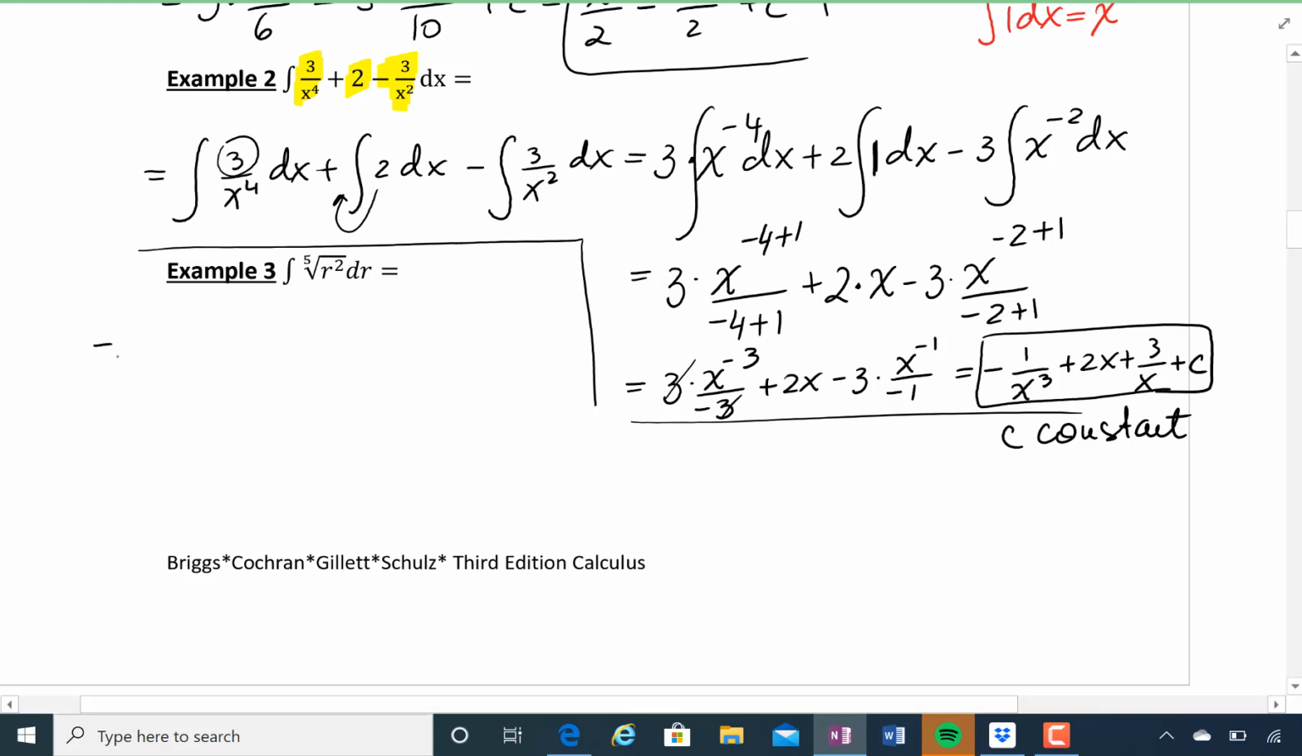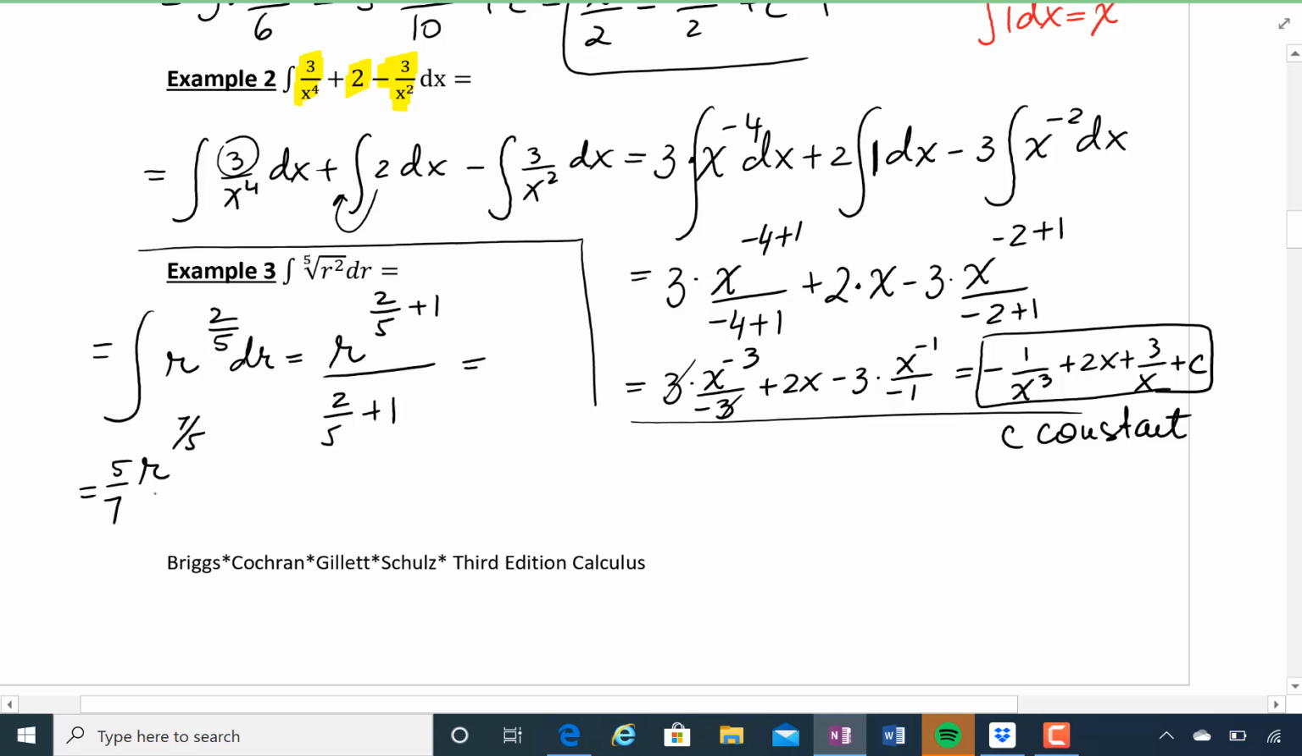Example 3. Again, I'm going to write the fifth root of r to the second dr as a rational exponent. So r to the 2 over 5 dr. So copy the base and 2 over 5 plus 1, over 2 over 5 plus 1. If we add, we get 7 over 5, and then times 5 over 7, because that's the denominator, 7 over 5, so the reciprocal of that, plus c.